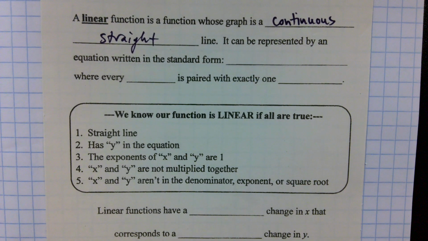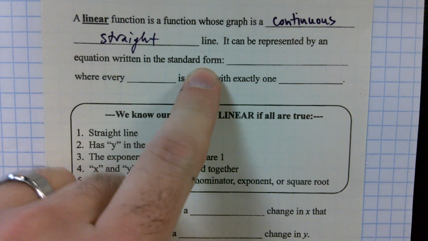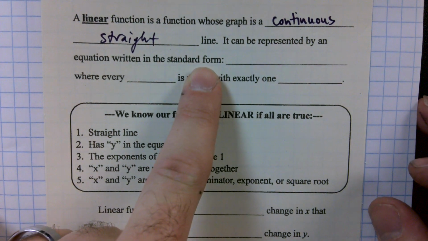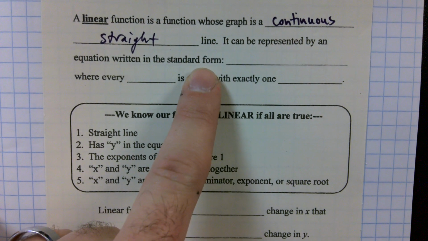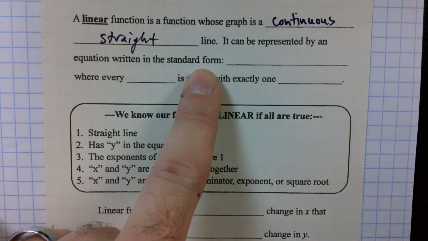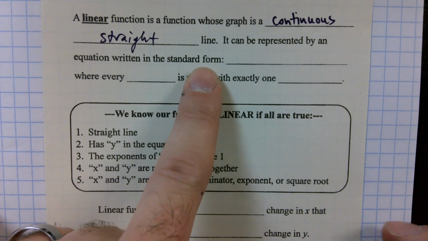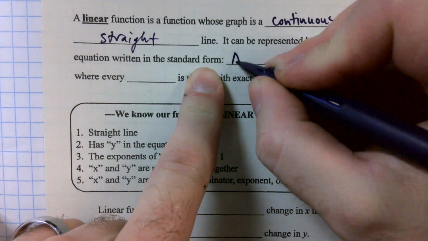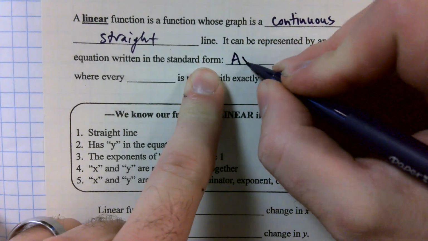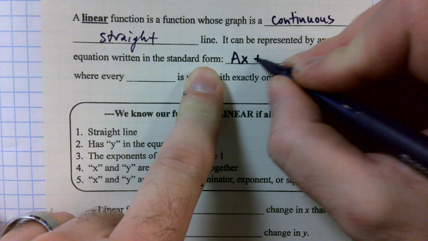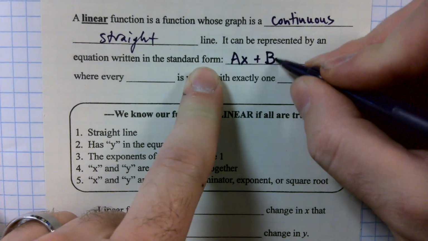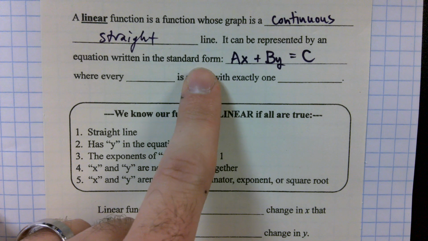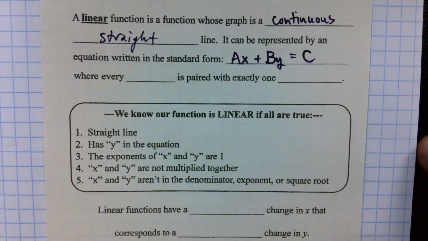It can be represented by an equation written in standard form. Did you guys learn standard form? It's an equation. Alex, you remember what it is? It's like slope-intercept, but with a proportional relationship. Here, standard form is like this: capital A, lowercase x, plus capital B, lowercase y, equals capital C. Have we learned that or no? No. Perfect. We're learning it today.